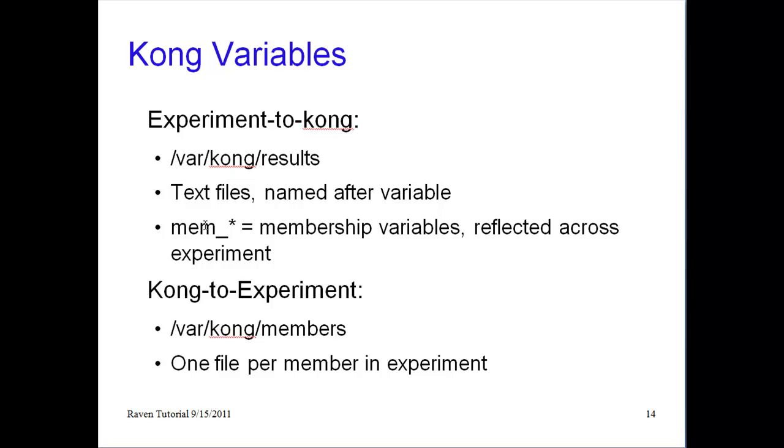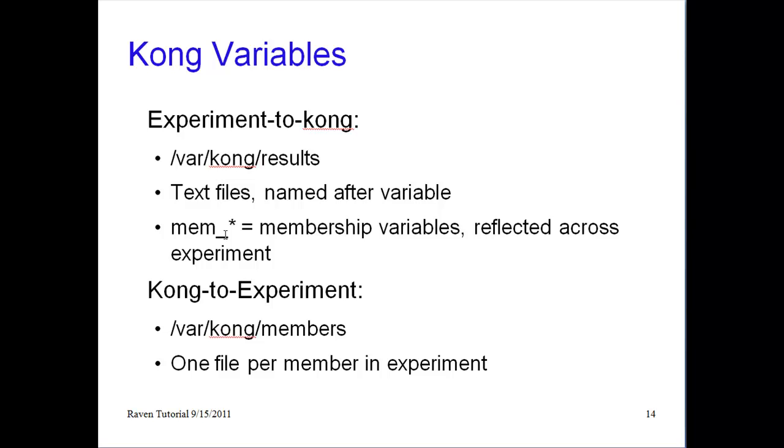Now, a special subset of the result variables are membership variables. These membership variables start with the 4 letters MEM underscore, for membership. And what Kong will do is, during the prepare phase, whatever you put in these membership variables will automatically be redistributed to your other nodes.